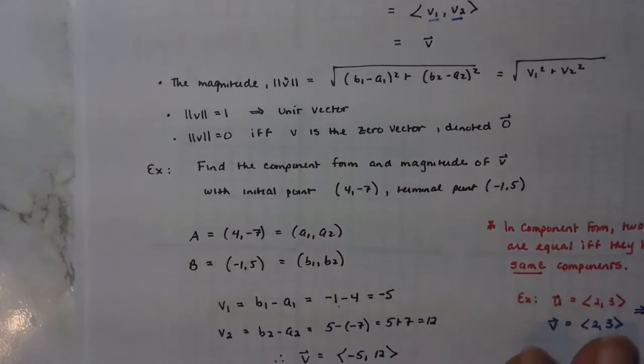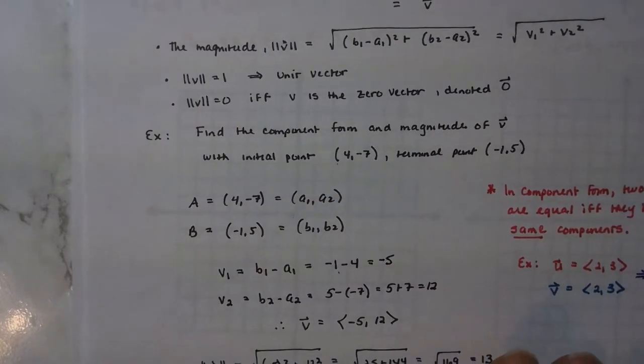So in component form, sorry about that. In component form, we'd have that vector V is negative 5, 12. Nice and simple. Okay, so just subtract the corresponding components.